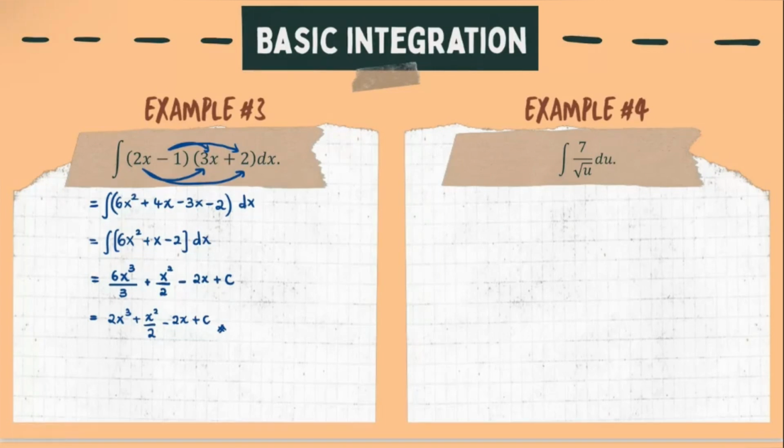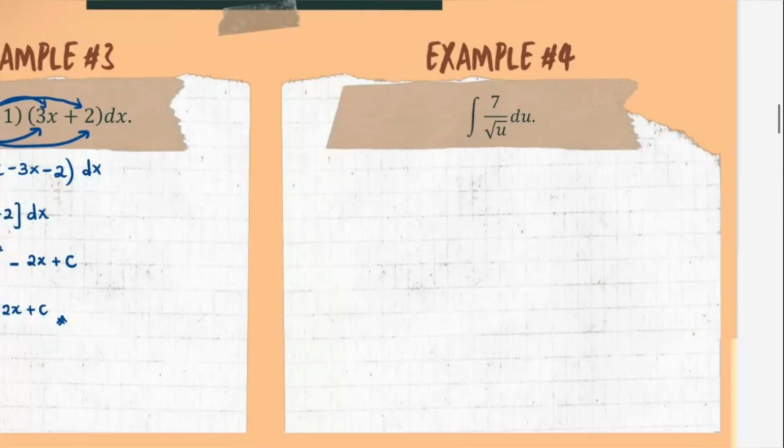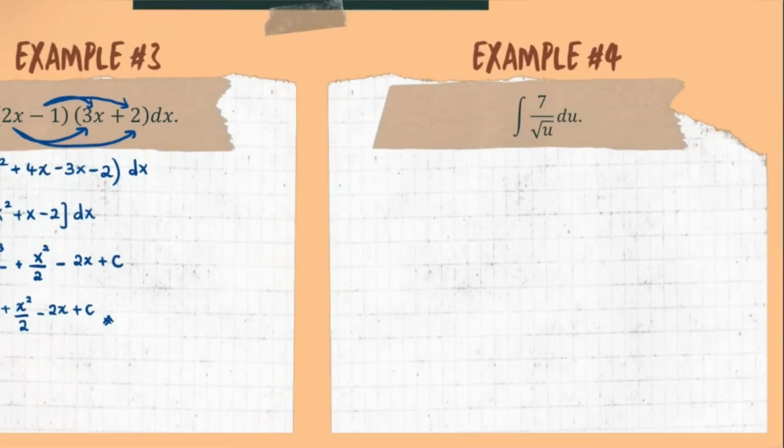Okay, so far example 3 ada masalah? Boleh? Okay. Next, kita pergi kepada example 4. So now integrate 7 over square root of 2. Okay, so kat sini kita apply constant. 7 ni constant kan? Saya bawa dia keluar. So 7 integrate 1 over square root of u du.